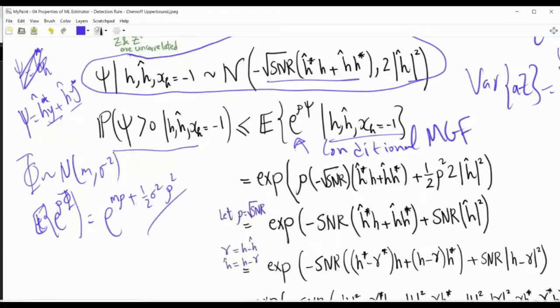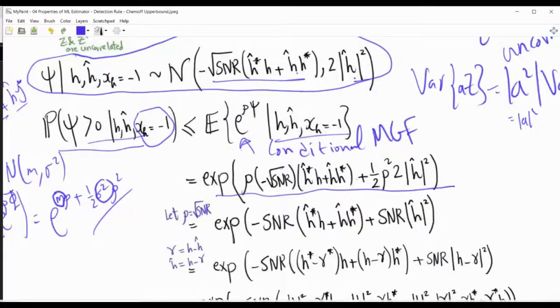You can see that the moment generating function requires that you know the mean value and the variance, and we know both, so plug them in, and this will be our conditional moment generating function, which is an upper bound on the probability of error. Again, it's a probability of error because xk is -1, but if the decision statistic exceeds 0, you will make a decision in favor of +1.